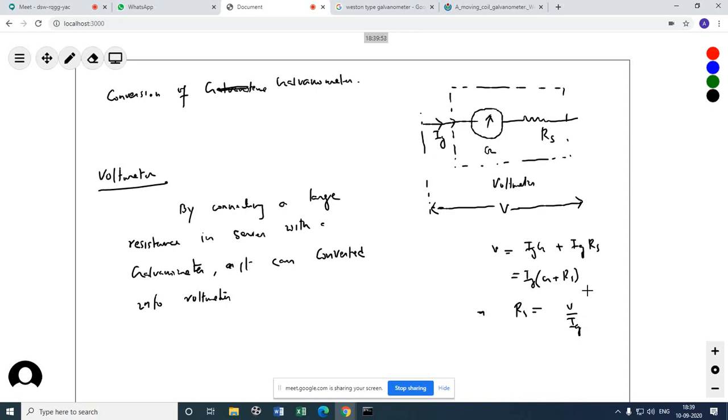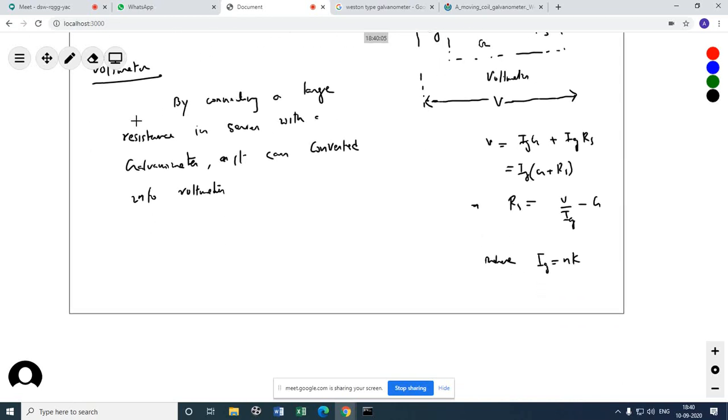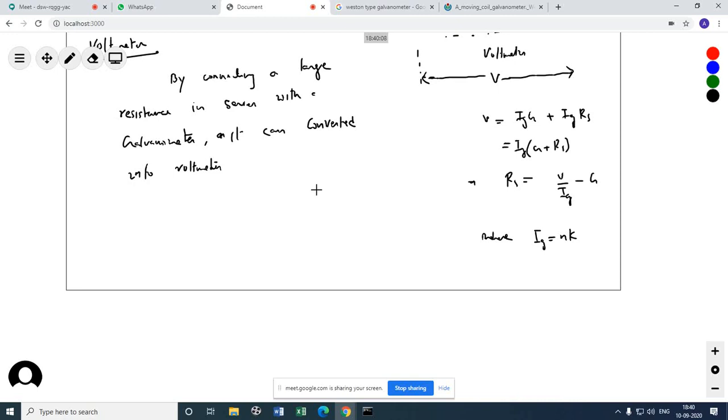What is Ig? Ig is the galvanometer current. So how will you find it in a practical application? Ig will be equal to N into K, where N is the number of deflections in the galvanometer, and K is the figure of merit.